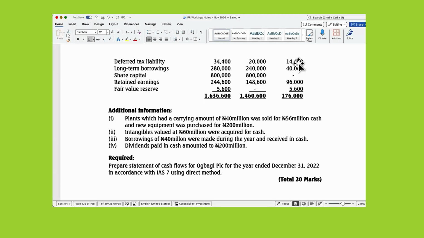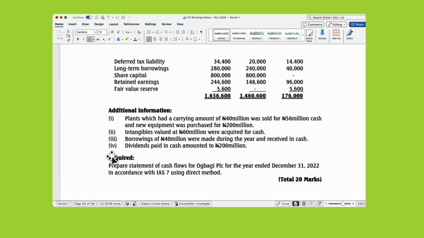But they are just spoon feeding you, which is okay. Note 4: dividend paid in cash amounted to 200 million. Fantastic. They have made my life easy. Even if they don't give you this, you should be able to work it out yourself. But since they have given you, you don't need to stress yourself.